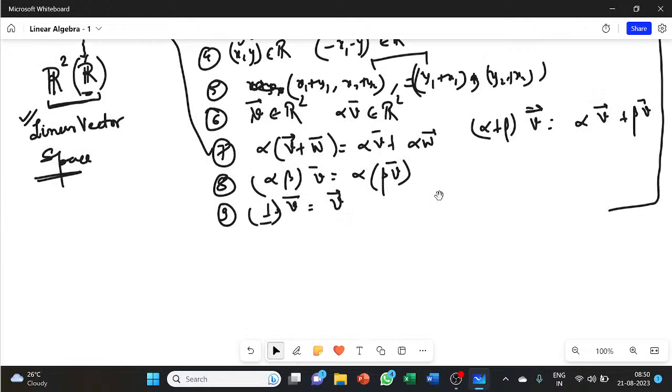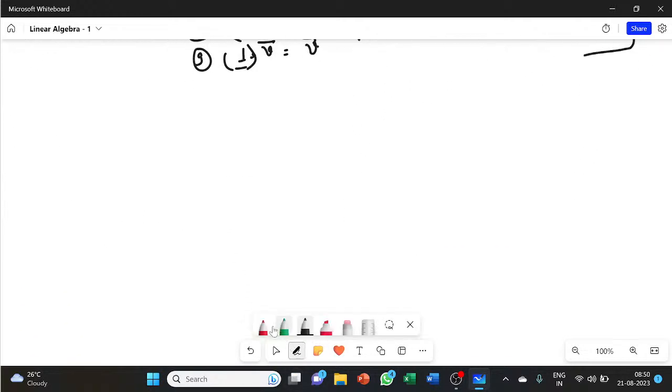Similarly, we can define an addition operation and a scalar multiplication over Rn. Similarly, we can define a vector addition and a scalar multiplication over Rn. What is Rn? Rn is an n-dimensional space. So what is Rn? Rn would in general refer to this thing.